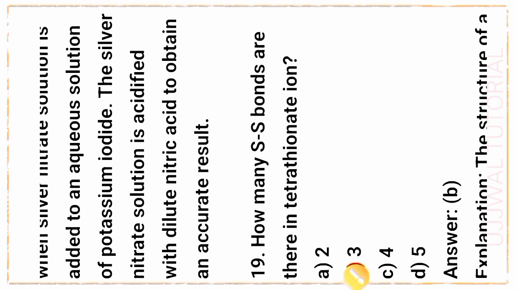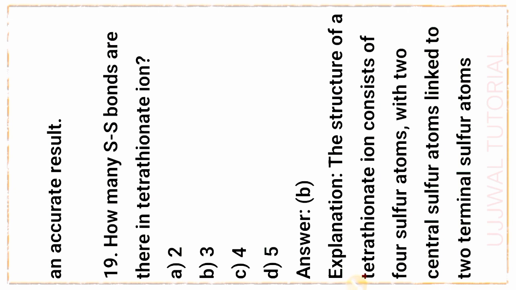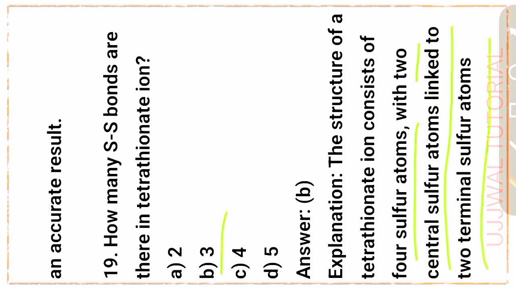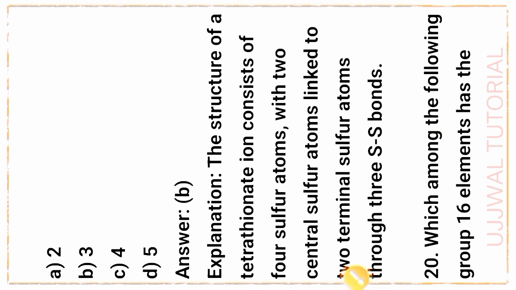Next question, question number 19. How many sulfur-sulfur bonds are there in the tetrathionate ion? Option B, that is 3. The structure of the tetrathionate ion consists of 4 sulfur atoms with 2 central sulfur atoms linked to 2 terminal sulfur atoms through 3 sulfur-sulfur bonds.